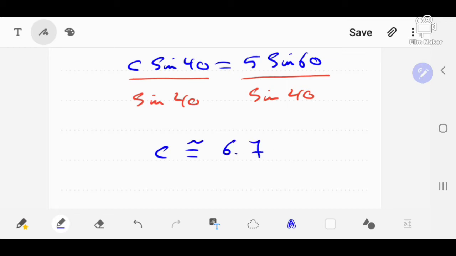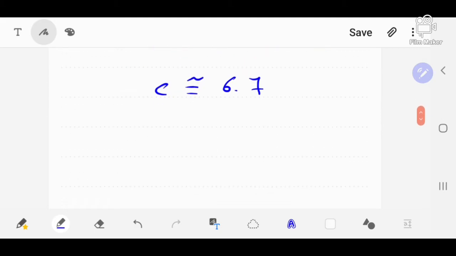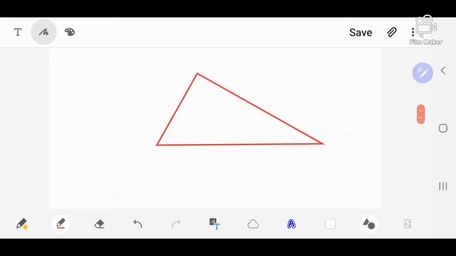In this case, we had two angles and one of the opposite sides of one of the angles. What if we have an angle missing? For example, if I have another triangle, let's say we have angle A, which is 40 again, and this side is 5, this side is 7, and angle B is missing, angle C is missing.